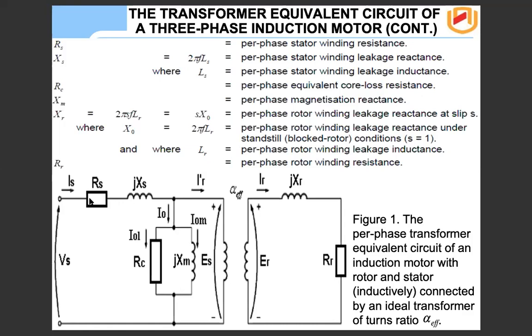Remember, this is a 3-phase induction motor. But when we are drawing this, we are not drawing it with the 3 phases. We are drawing it per phase. So you will see these terms here, per phase stator winding. This is basically looking at one phase. Whatever happens through one phase is what you're looking at. If you multiply by 3, eventually you'll see the total power that is being transmitted in the induction motor as a whole.